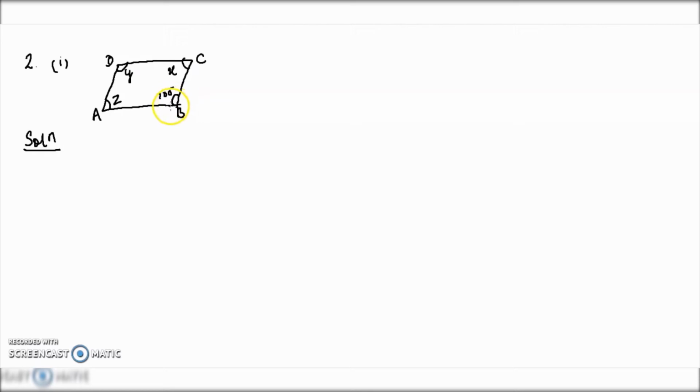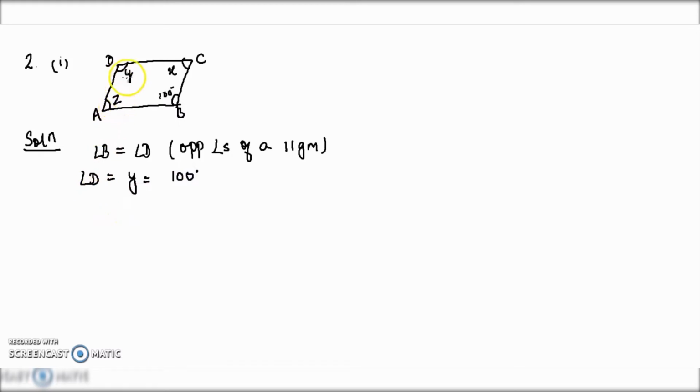One of the angles here is given as 100 degrees. So I can say that since ABCD is a parallelogram, opposite angles of a parallelogram should be equal. So angle B is equal to angle D, since they are opposite angles of a parallelogram. Therefore angle D, which is equal to Y, is equal to 100 degrees.